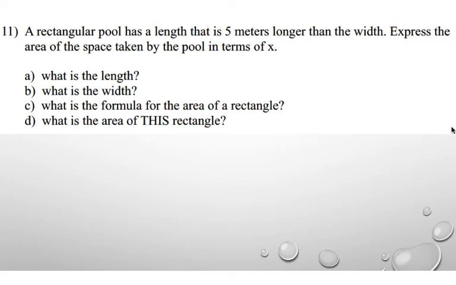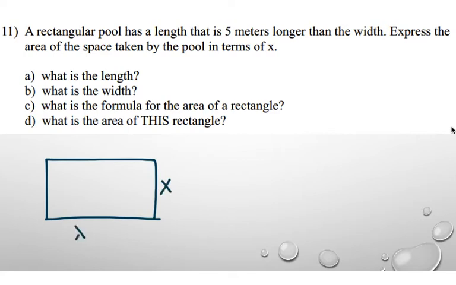So number 11, it says a rectangular pool has a length that is 5 meters longer than the width. So I'm going to start by drawing a picture of a rectangle. Okay, it says the length is 5 meters longer than the width. I don't know what the width is, but I know the length is 5 meters longer than that. And it's important to use the same variable, otherwise it makes it a lot harder to solve this. It says express the area of the space of the pool. So in other words, how much area does this take up?